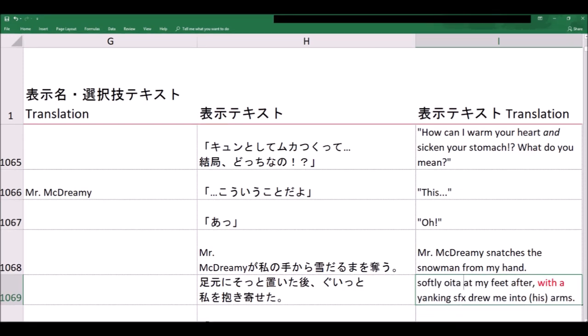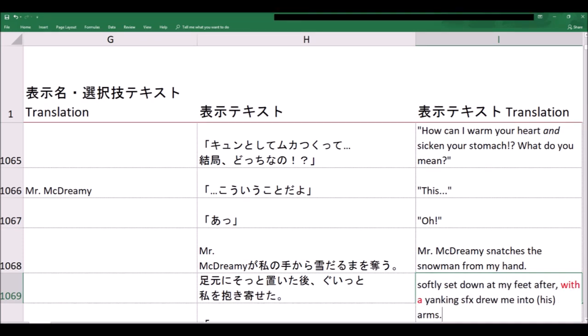Oita means to set something down, by the way, so in broken English, softly set down at my feet after, with a yanking sound effect, drew me into his arms. When the words are rearranged to proper sentence order, it becomes, after softly setting it down at my feet, he drew me into his arms with a yanking sound effect. The pronouns are in parentheses because they're not literally in the sentence, but they're implied.